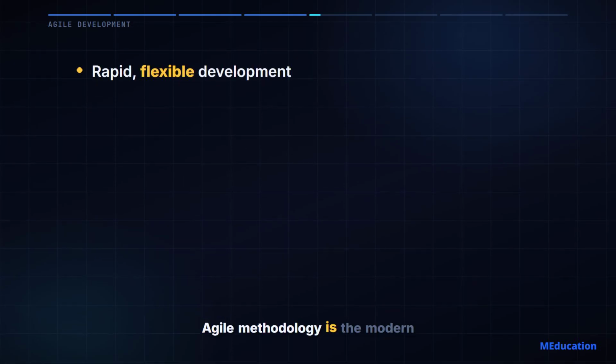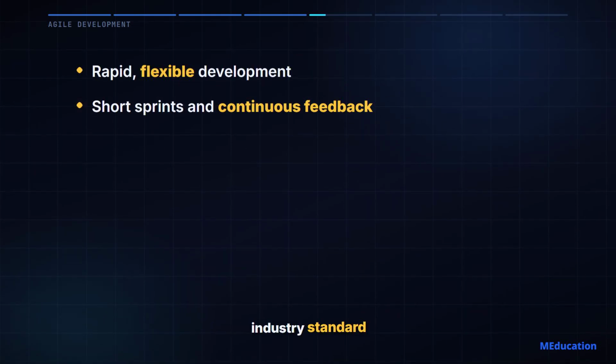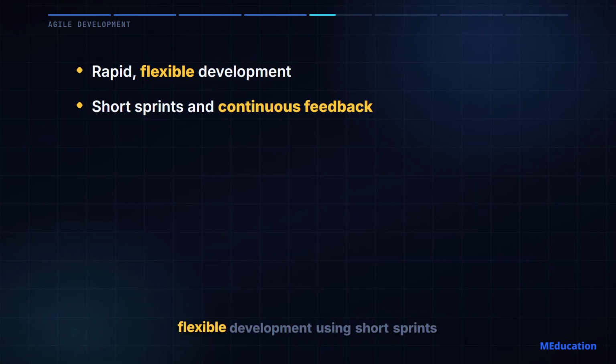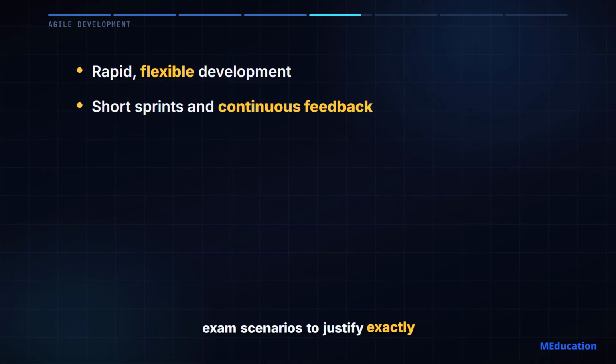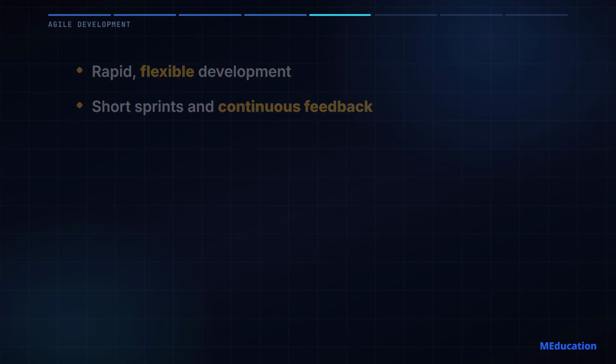Modern software often requires a different approach. Agile methodology is the modern industry standard. Instead of rigid, long-term plans, Agile relies on rapid, flexible development using short sprints and continuous client feedback. It adapts easily to changing user requirements. You will need to evaluate exam scenarios to justify exactly when Agile is the safest choice for a client's project.